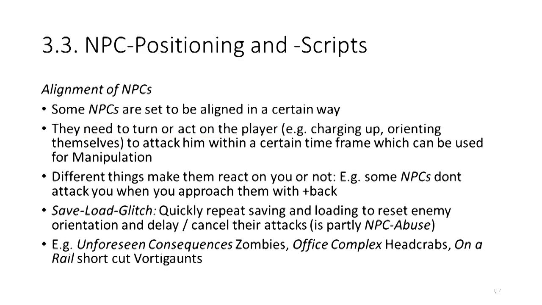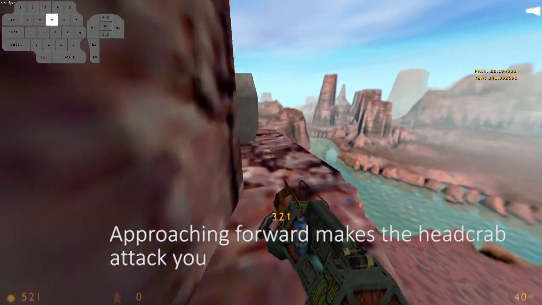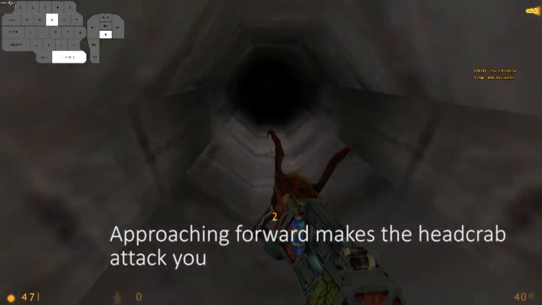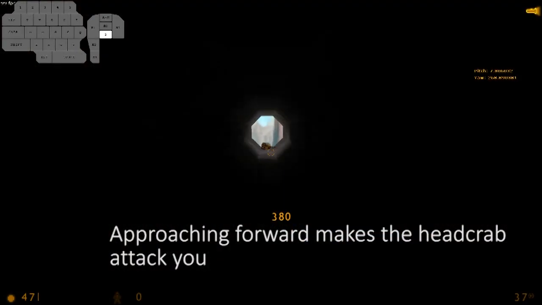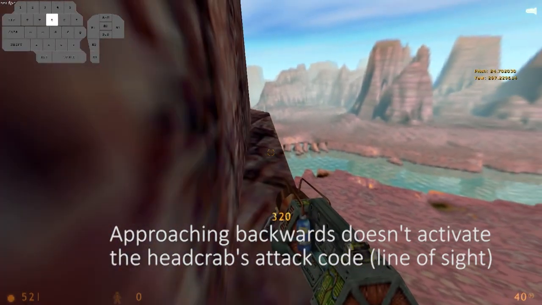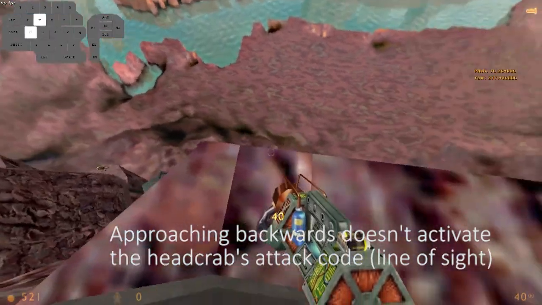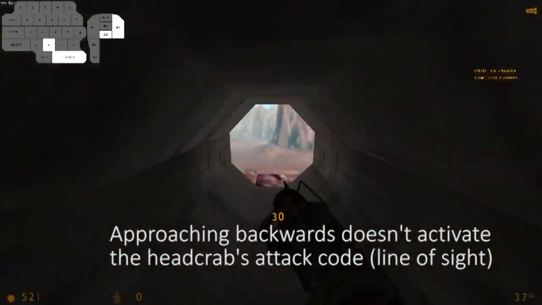Similarly, you can use their need to align to start actions on you in fights. For example, approach this headcrab going forward, looking at it, in line of sight. The headcrab will instantly attack you. When approaching the headcrab backwards, however, it kind of doesn't even see you as well.